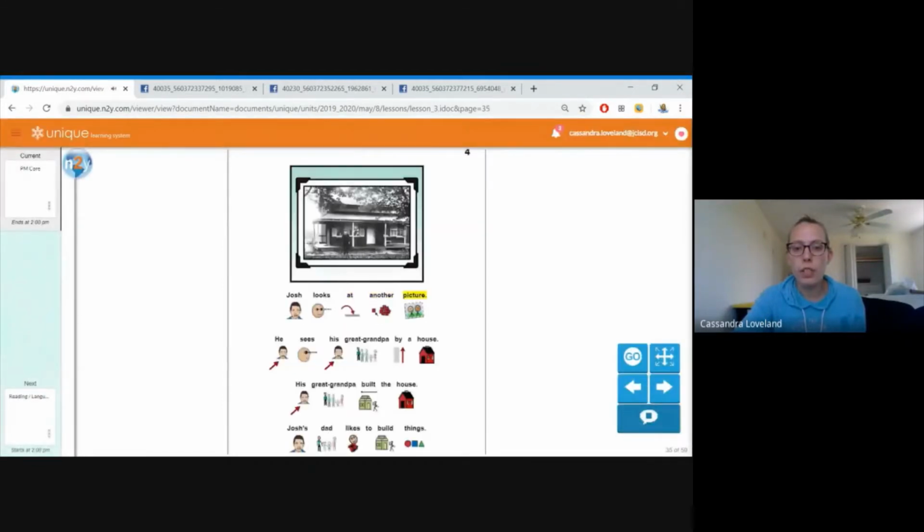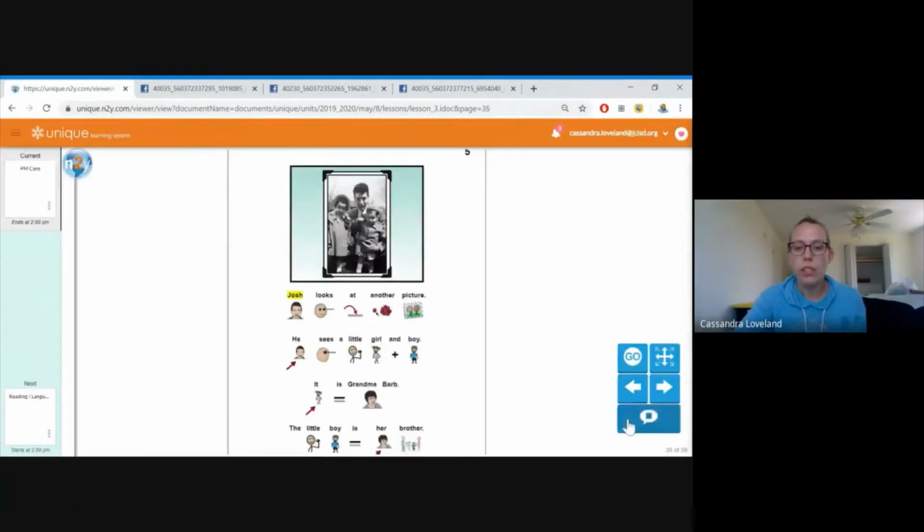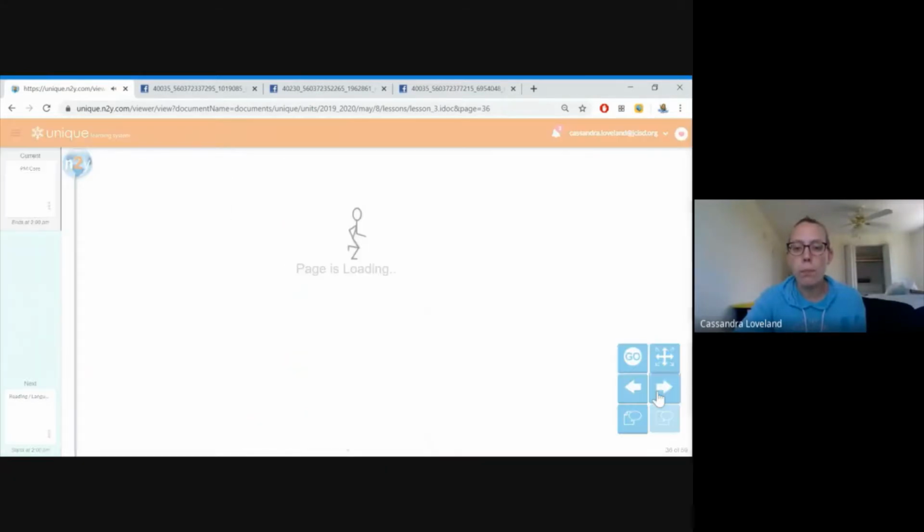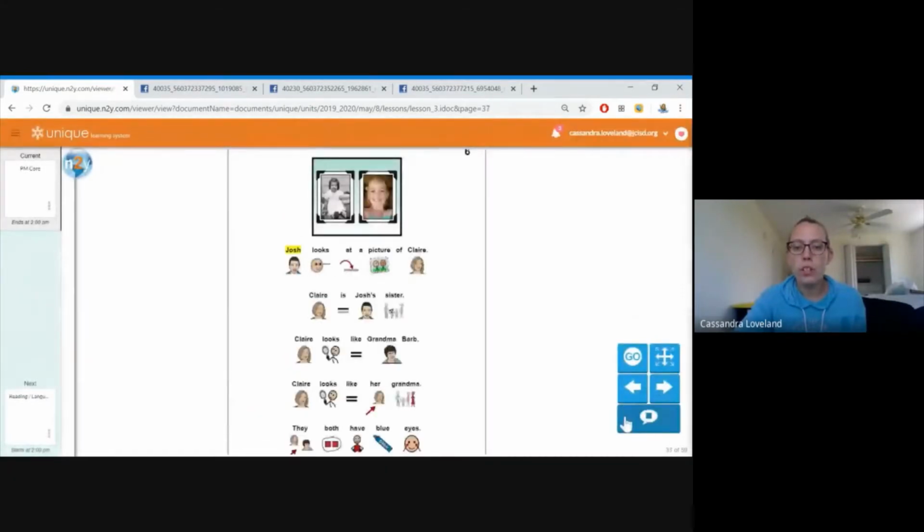Josh looks at another picture. He sees his great-grandpa buy a house. His great-grandpa built the house. Josh's dad likes to build things. Josh looks at another picture. He sees a little girl and boy. It is Grandma Barb. The little boy is her brother. Josh looks at a picture of Claire. Claire is Josh's sister. Claire looks like Grandma Barb. Claire looks like her grandma. They both have blue eyes.